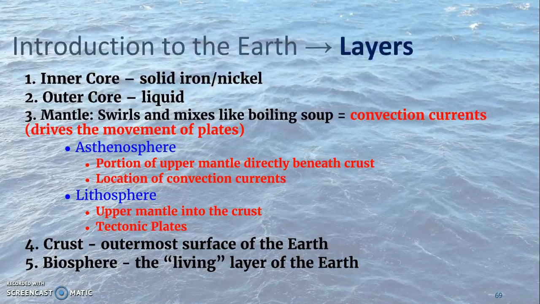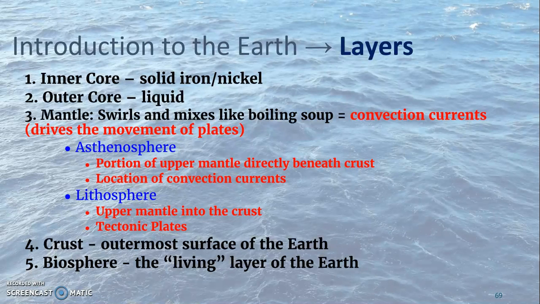So just one more time, it's laid out on the screen for you. Our inner core is solid. It's made of nickel and iron. Our outer core is liquid, and of course these are very hot. Our third layer from the inside is the mantle, and it swirls and mixes like a boiling soup. Think about how water looks when it's boiling on the stove, where the bubbles come up and then move back down. That is our convection current. So it's also driving the movement of these plates.